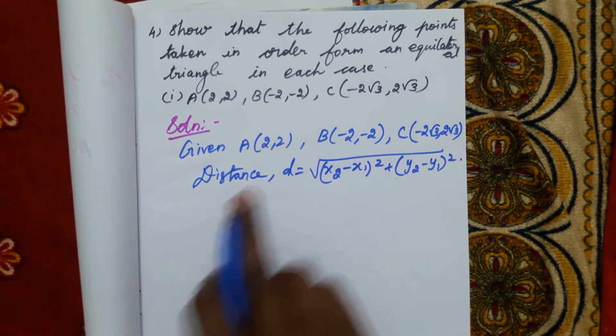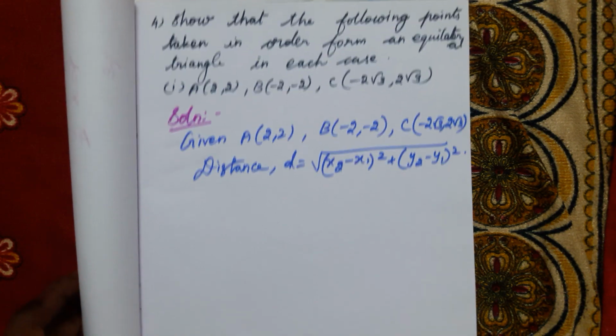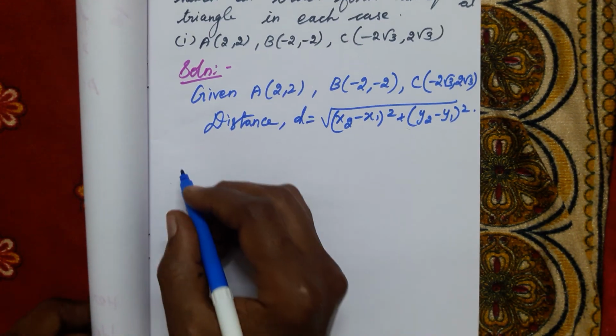Here we have to prove that it is an equilateral triangle. What's the condition for it to be an equilateral triangle? All sides are equal. In an isosceles triangle, two sides are equal. In an equilateral triangle, all sides are equal. Here also we have to prove that all sides are equal.